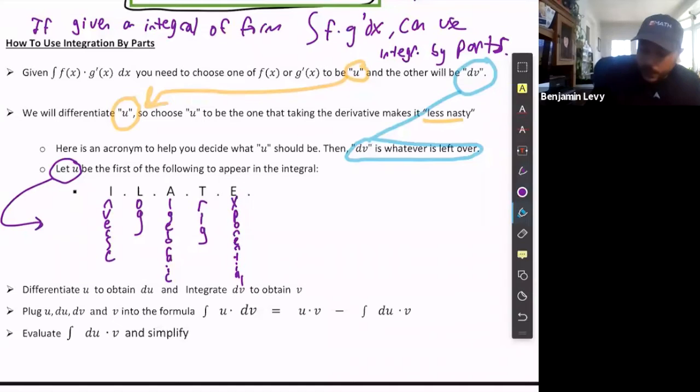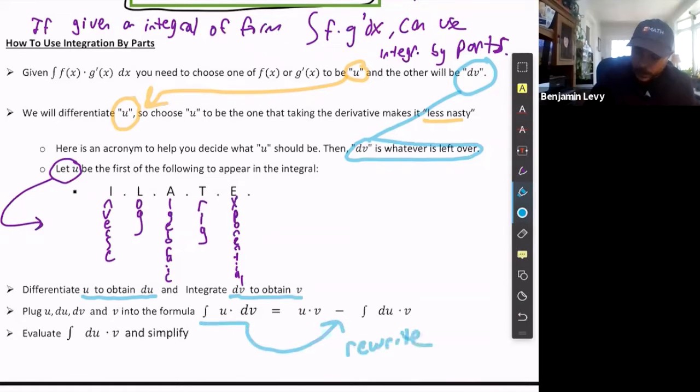Okay, so once we have u picked, dv just ends up being whatever's left, right? And so then we differentiate u to get du. We integrate dv to get v, and then we just plug them into the formula, right? uv minus the integral of v du, right? We just rewrite this in the new form with all the different pieces that we've calculated along the way.